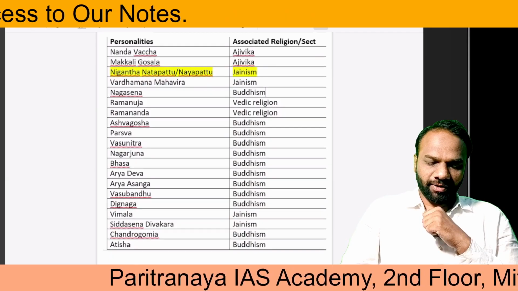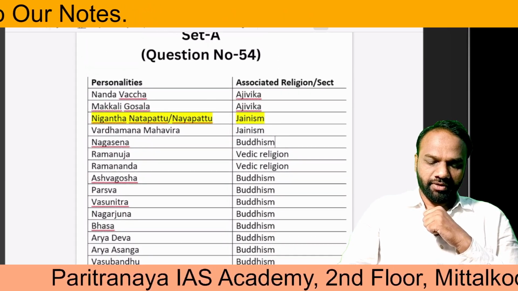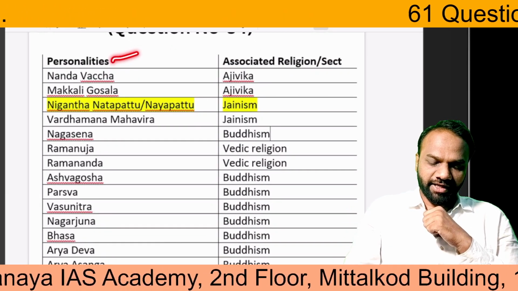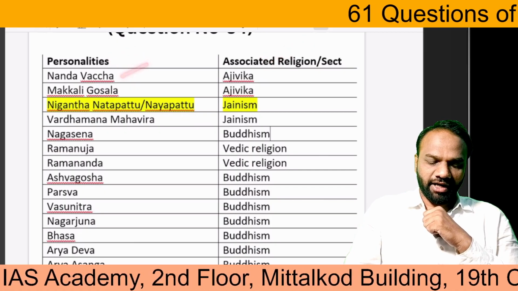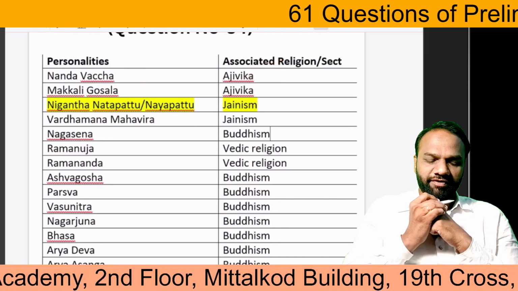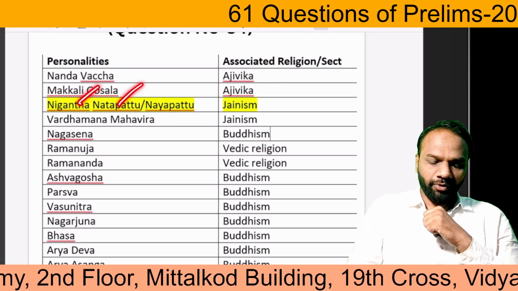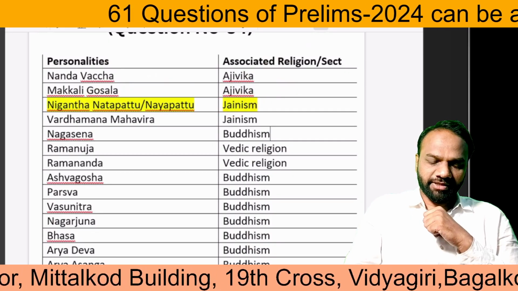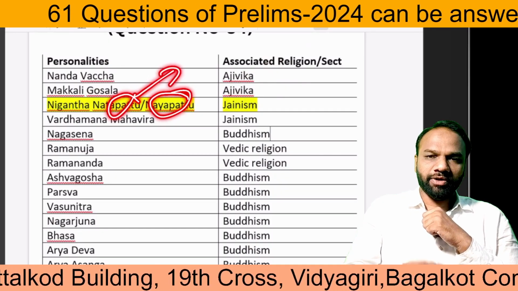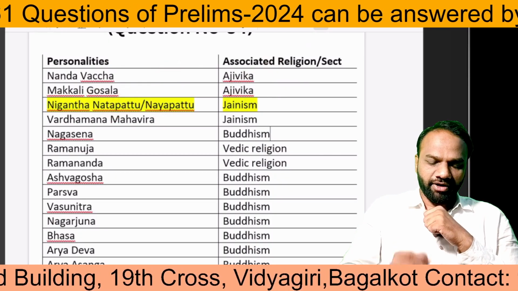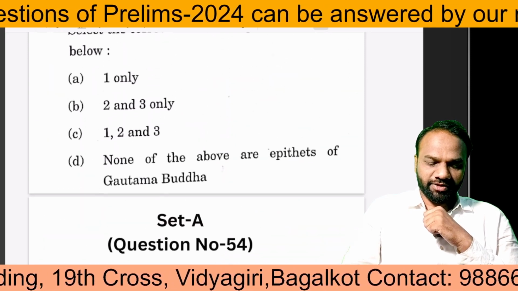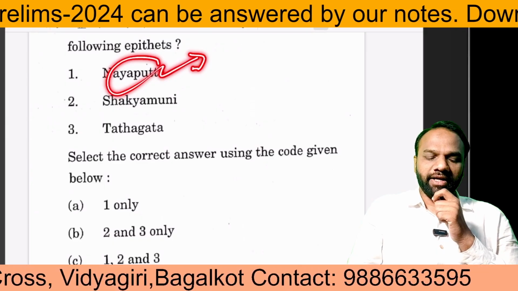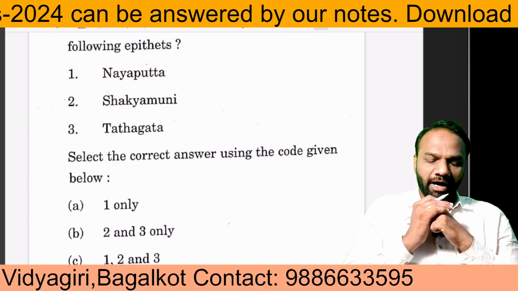Here is our notes. This is our crisp notes, and if you look here, personalities and associated religion. For example, Makkali Gosala belongs to Ajivika. Here Niganta Nataputta or Nayaputta is a person who belongs to Jainism. It is a name used to refer to Mahavira. Based on this clue, let us try to answer this question. Nayaputta is a personality associated with Jainism, a name used to refer to Mahavira and not Buddha.